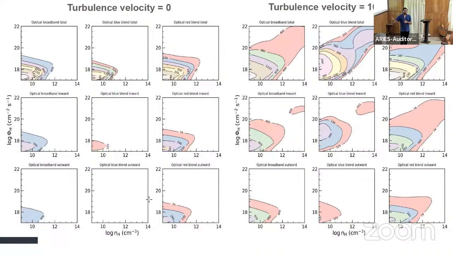So at least for this source, we can say the outward Fe II is not possible to match the observed data, because if the model is not matching the observed one, then there is no point in going further to compare the ratio of UV to optical.